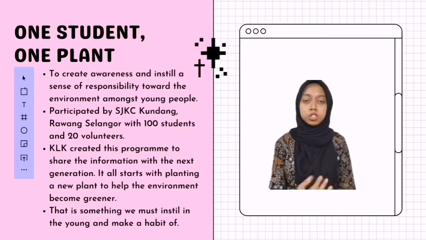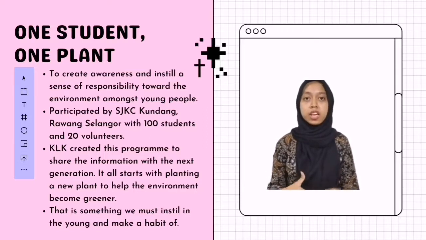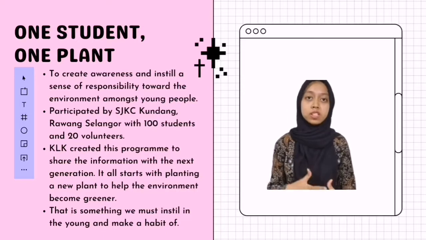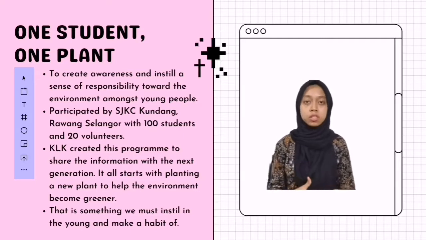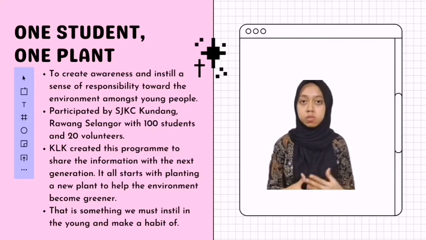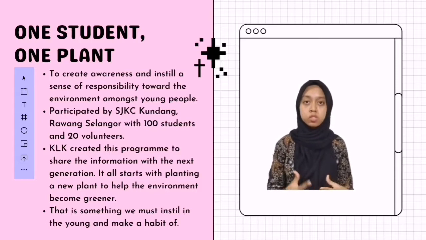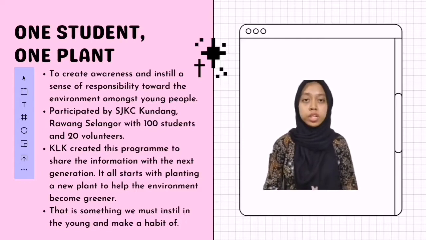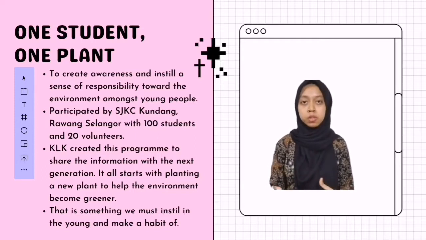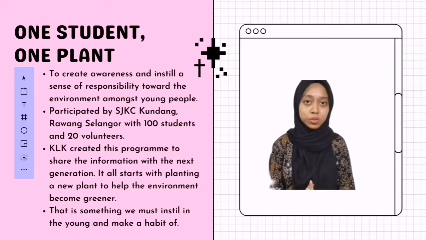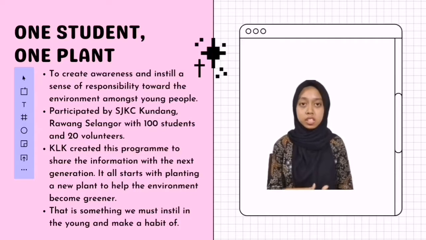Two previous corporate social responsibility programs by KLK are One Student, One Plant, and One Triathlon with a Twist. As we know, KLK is related to the environment. Environmental protection and preservation are important because it shows in their basic company practices and regulation. To create awareness and instill a sense of responsibility towards the environment among young people, KLK has organized the One Student, One Plant project. This project was done in Malaysia at SJKC Kundang in Rawang, Selangor.